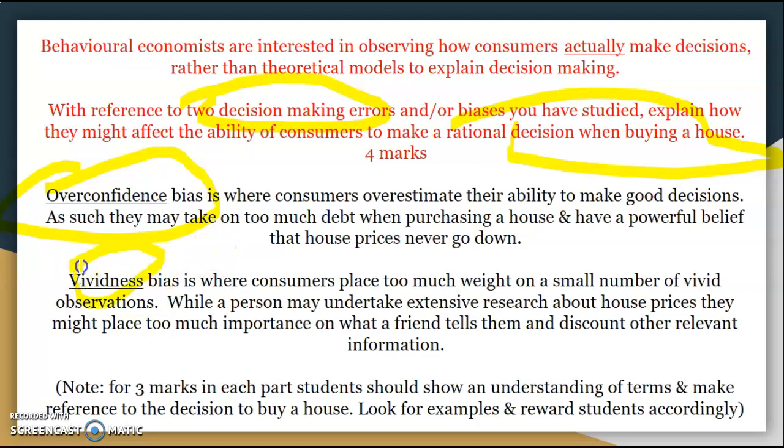Vividness is another example where consumers place too much weight on a small number of vivid observations. So while a person may undertake extensive research, they might also place too much importance on what a friend tells them and then use that as their basis for buying a house. You could also talk about anchoring, and how if a real estate agent quotes a really high price initially and then says the price has come down, that might anchor you and make you think it's a really good buy, and you might be willing to buy that house as well.